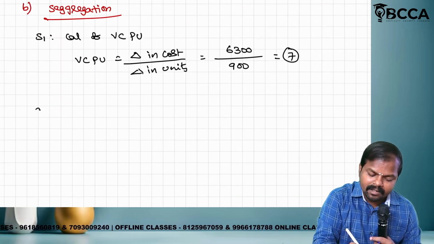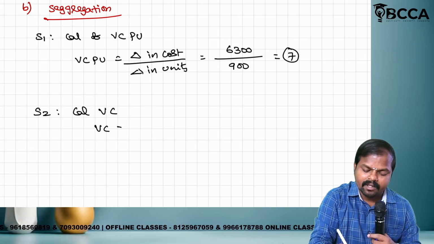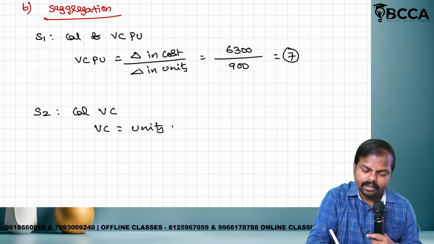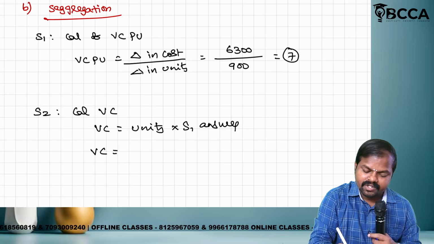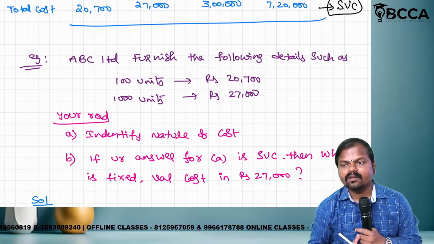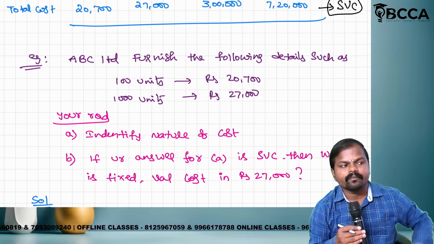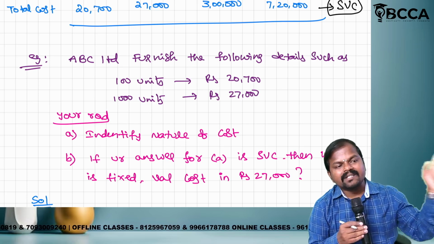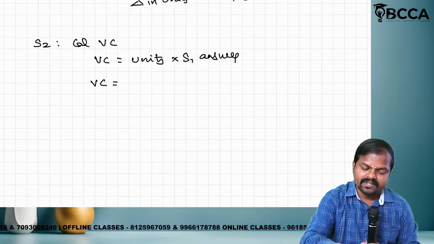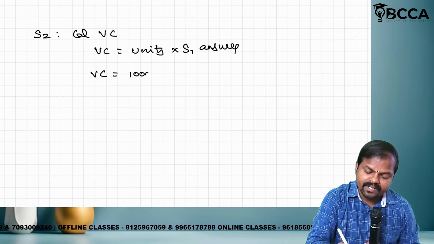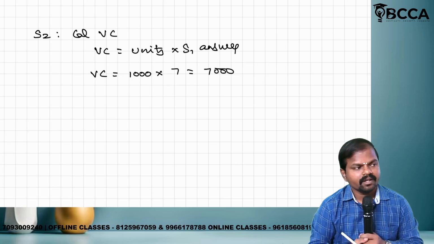Step number 2: calculate variable cost. What is the formula? Units into step 1 answer. Variable cost is equal to units. Which cost are you going to segregate, 20,700 or 27,000? For 27,000, the corresponding units are 1,000. That is the reason we considered 1,000 units into 7, which is equal to 7,000.